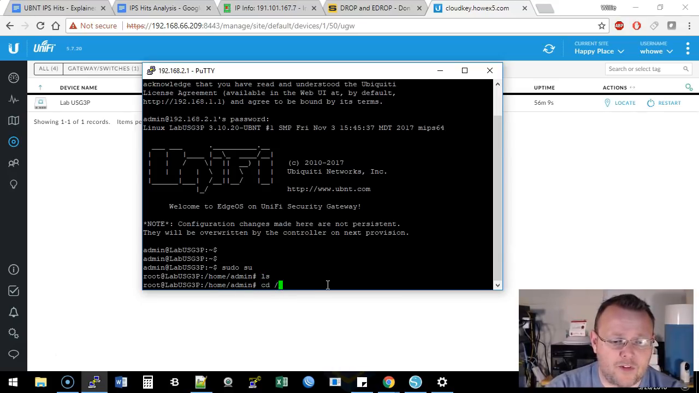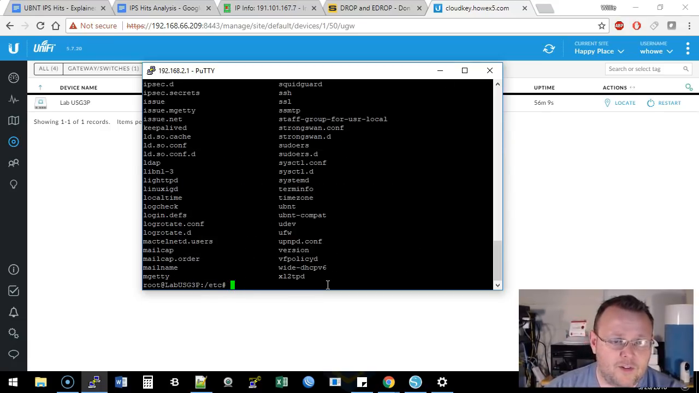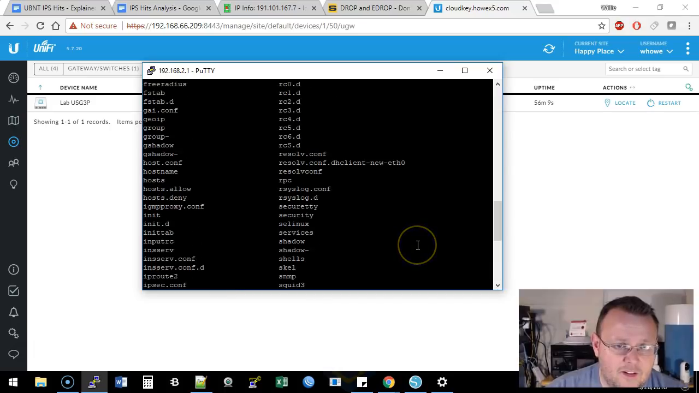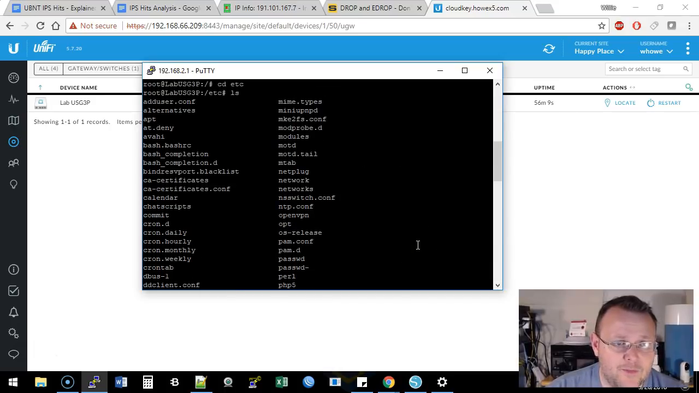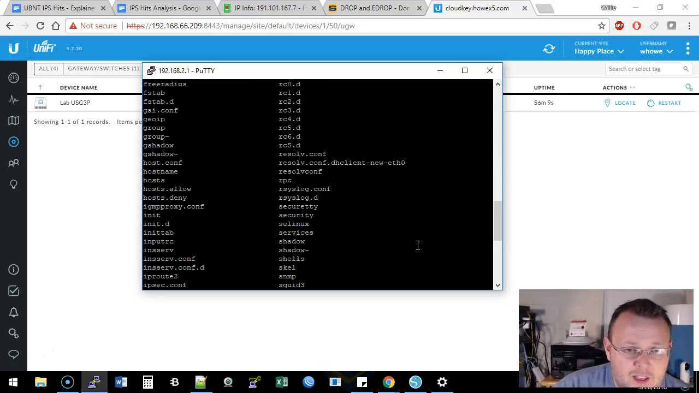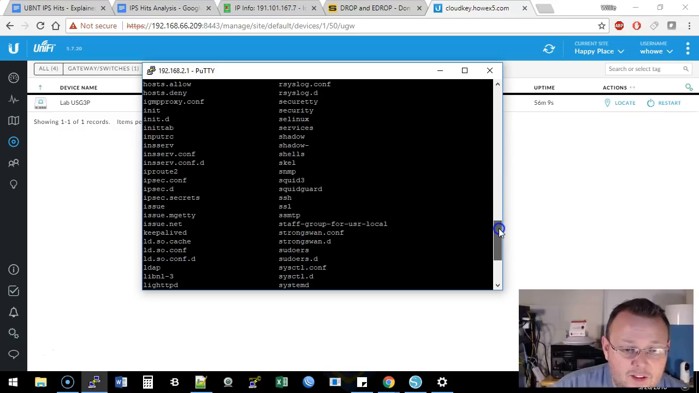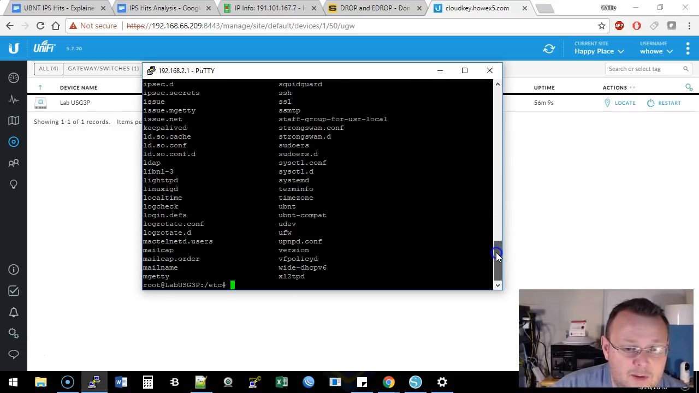So now we're cruising around the Linux subsystem, and we'll go to the etc, however you want to pronounce it, folder. And we'll take a look at the files here. So I'm looking for something that says, and that's the thing, I don't even know if it's actually running on the USG or if it's running on the cloud key. I'm not sure what the combination is here.